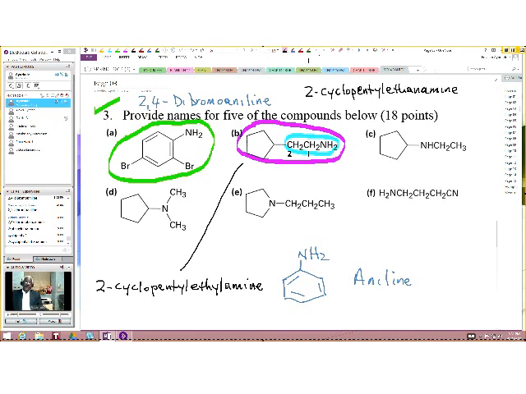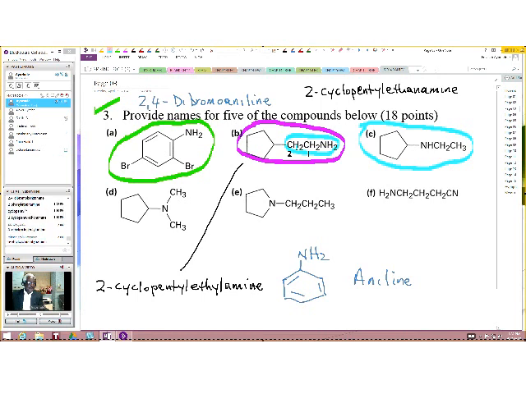Okay. About this one here. About C. Okay, the hint on this? Okay, N-ethyl cyclo, exactly, very good. N-ethyl cyclopentanamine, okay. You guys are right. N-ethyl cyclopentylamine, that is also correct. Very good.